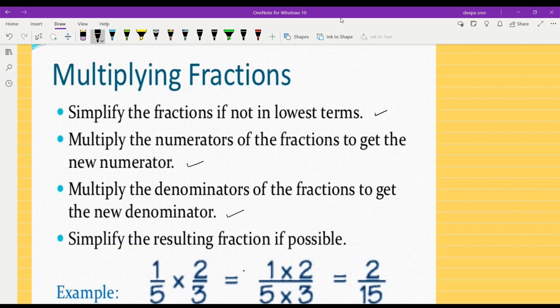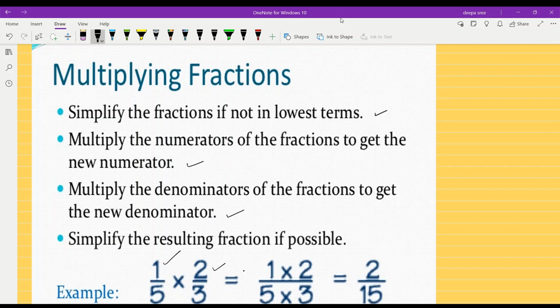Example, we can see here 1 by 5 and 2 by 3. 1 by 5 is already in the lowest form. 2 by 3 is also in the lowest form only. So first simplify the fractions if not in lowest form, but both the fractions are in the simplified form. So no need of simplifying again.